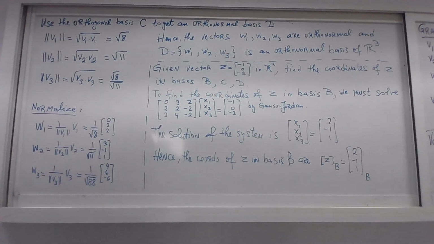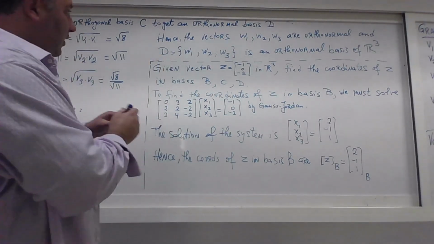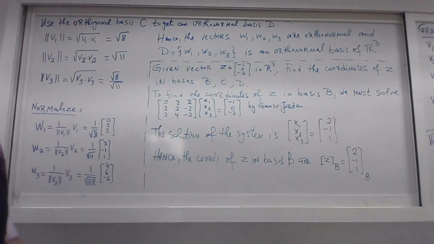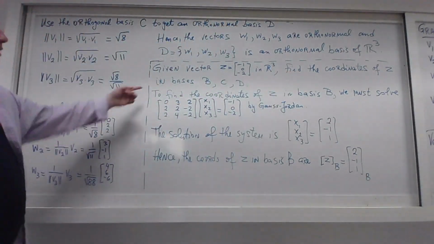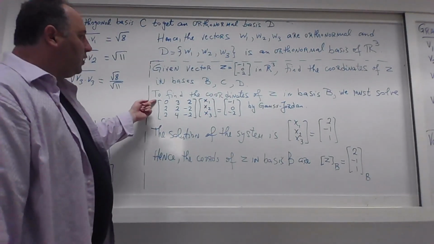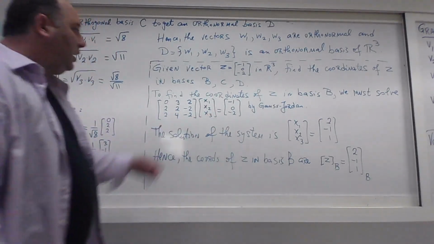So now we can ask ourselves, having all these bases, what are the coordinates of a given vector in these different bases, just for fun. So here we have a vector z given by -1, 0, -2, so that's a vector in R3, and our goal is to find the coordinates of z in bases B, C, and D, just to see what happens. The usual procedure to find the coordinates of a vector in a basis B is to solve a linear system.